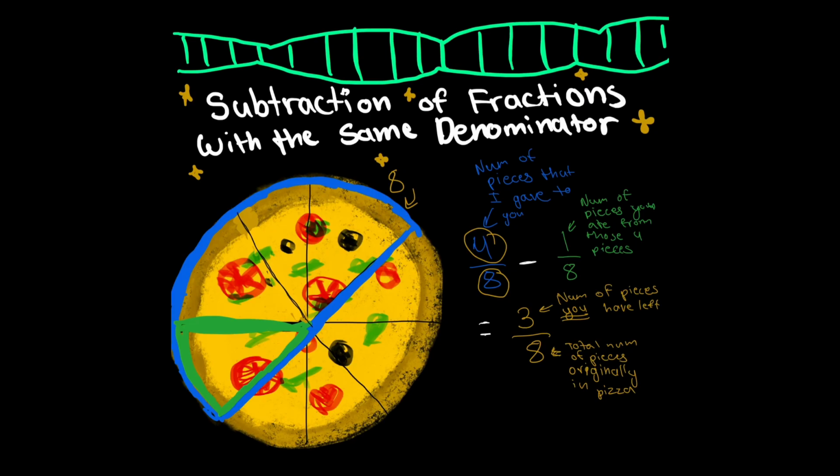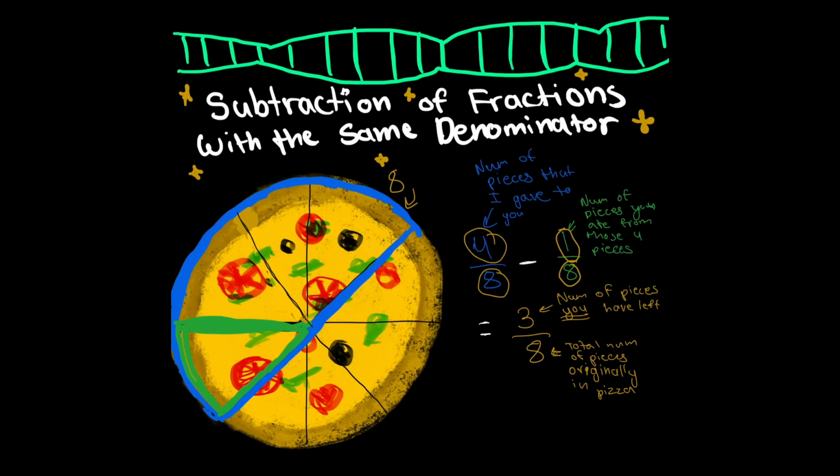Now, you get a little hungry with the 4 pieces that you do have, and you eat 1 slice. So what would be the fraction of the entire pizza from the slice that you ate? Well, since you only ate 1 piece, the numerator would be 1. But the pizza was still originally cut into 8 pieces. So the denominator would still be 8, because we didn't cut the pizza into any more slices.